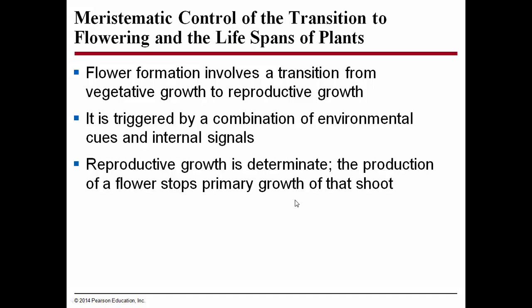Meristematic control of the transition to flowering and the lifespans of plants. Flower formation involves a transition from vegetative growth to reproductive growth. It is triggered by a combination of environmental cues and internal signals. Reproductive growth is determinate. The production of a flower stops primary growth of that shoot. So once a flower is produced, it's determinate growth. That's distinct to indeterminate growth, which produces twigs and branches and buds and leaves. That is indeterminate growth.